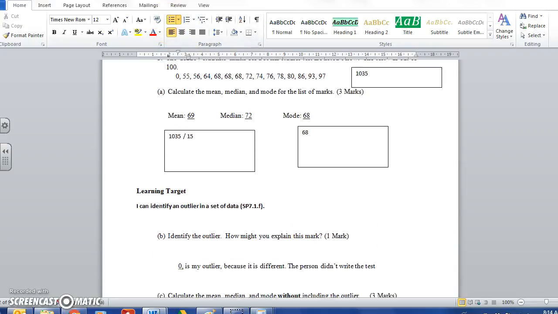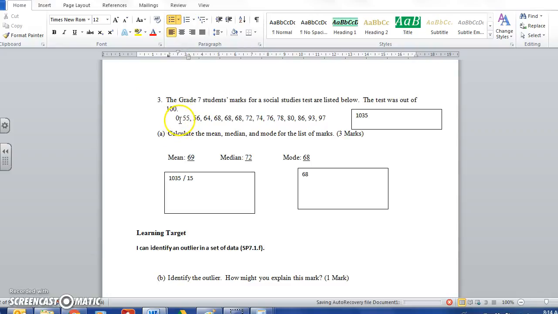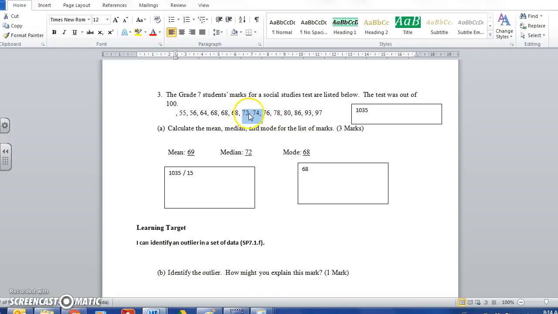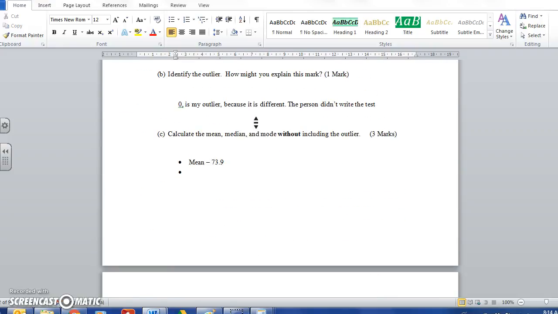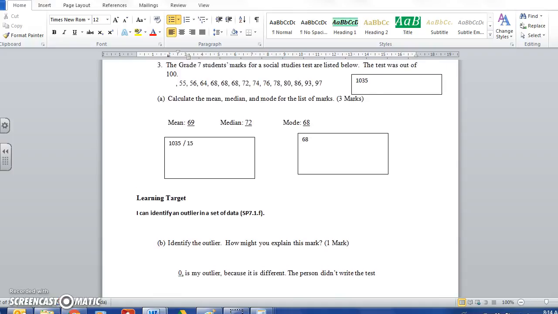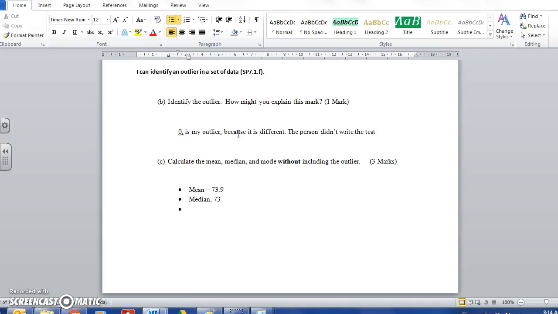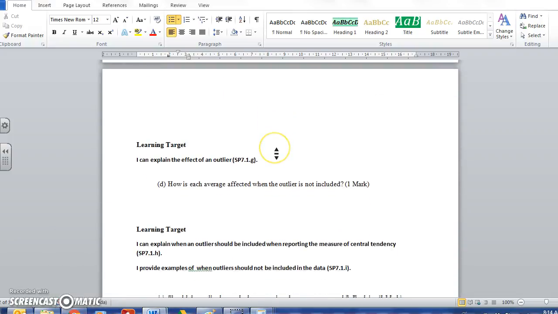Next, I need to calculate my median, the middle number. Well, I know if I delete the 0, that these two numbers are going to be in the middle. So what I need to do to calculate my median is find the average of these two numbers. So if I added them up and divided by 2, what would it equal out to? Or I can simply look at it and say, okay, what number is going to be in the middle? And I know that that is going to be a 73. So my median is going to be 73. And my mode will remain unchanged at 68 because I did not delete any of that. So that is how you do that.